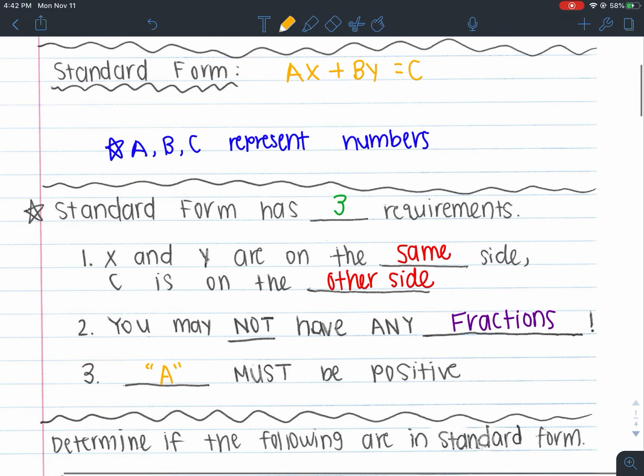Now, I want to make sure that you note that a is always attached to x, and b is attached to y. So ax plus by equals c. The a has to be positive. B and c can be negative. Doesn't matter. A needs to be positive.